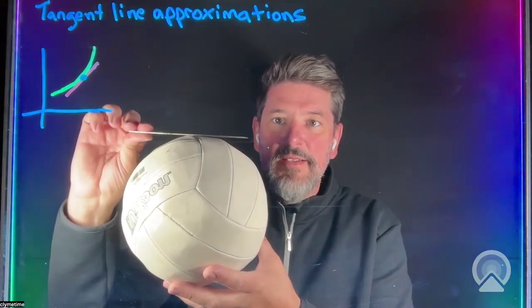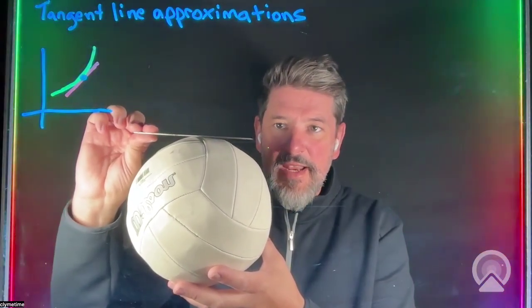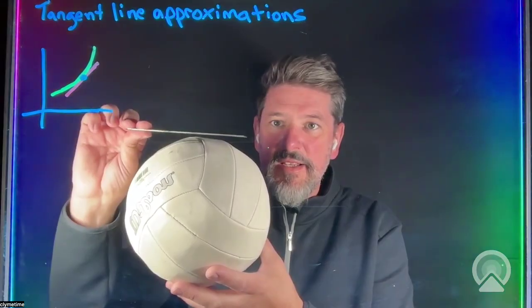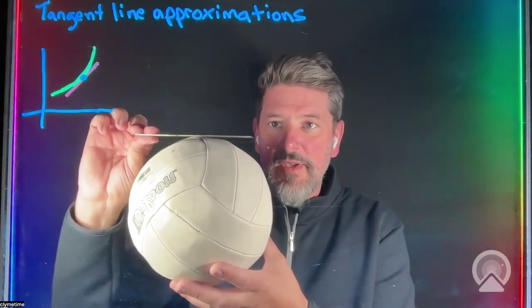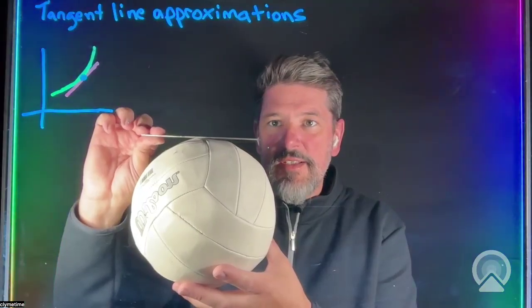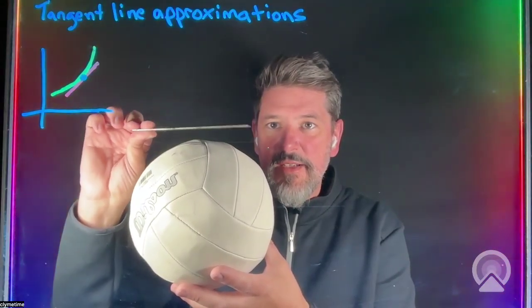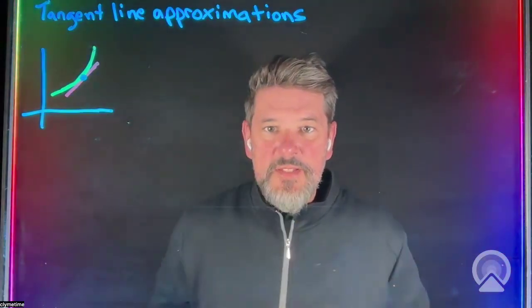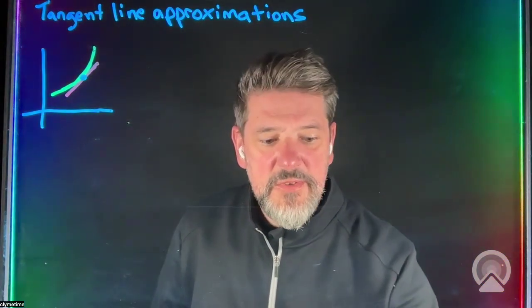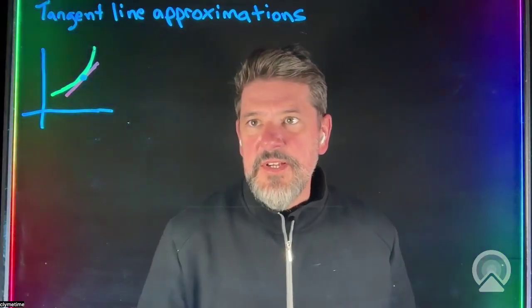Well, we have a name for that. The name we have for that is called tangent. This line is tangent to the curve because it touches it at just one point. My question is, how is the tangent line similar to the curve, and how is it different? Well, in this video, we're going to look at tangent line approximations.